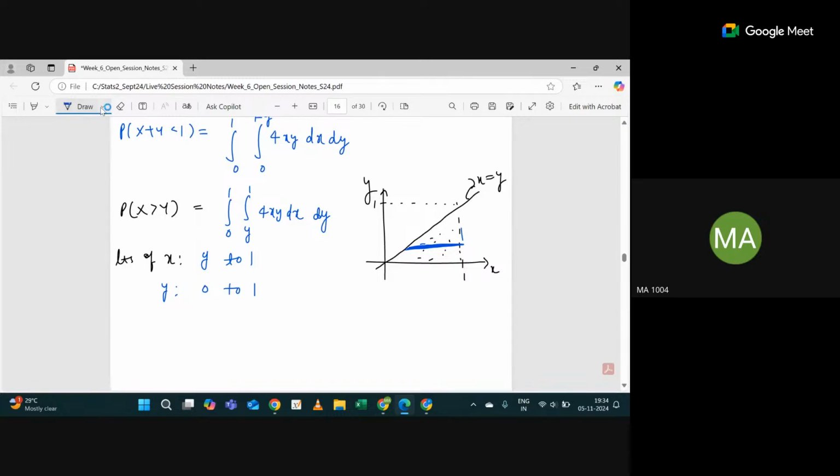What if I will ask probability that x less than y? Excuse me, sir. Yes. Why don't we write y in terms of x? Why do we write x in terms of y?